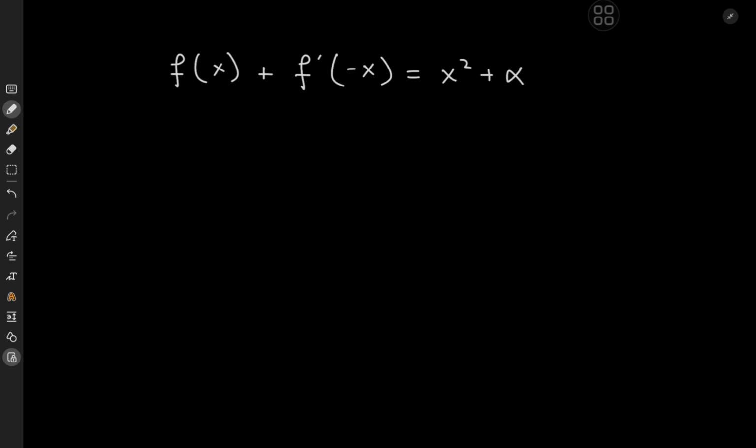And today we're going to be solving a nice functional differential equation. This is a topic that I have become interested in over the past few weeks. The whole deal about a functional differential equation is that the function and its derivative are seen with different arguments, like over here. We have f of x plus its derivative f prime, but being evaluated at negative x. And this equals x squared plus some constant parameter alpha. So we're interested in a function f of x that satisfies this differential equation.